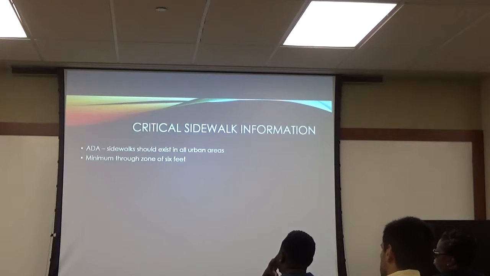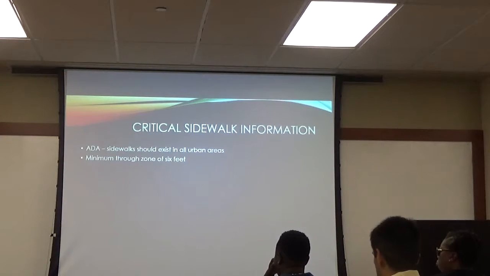So the minimum through zone should be 6 feet. I said the minimum should be 5 feet, but ideally what they say is that it actually should be 6 feet. It should be a little bit larger. Not because people have gotten larger, but so there's a little bit more of a comfort zone and a little bit more space. And the idea is to make things a little bit more pedestrian friendly so that there's less likelihood of them getting hit. And they feel safer walking and there's a little bit more space so that when you walk by somebody, you have at least a little bit more space to pass them.